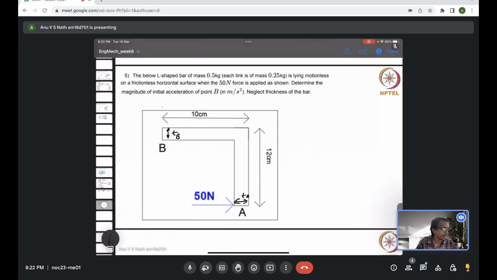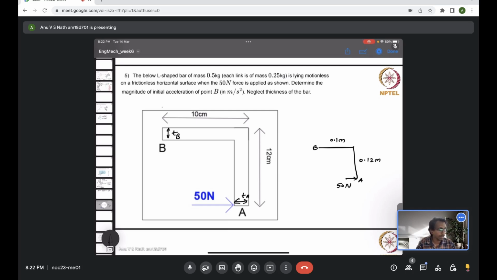You can think of it as just two bars. Okay, one bar here, another bar here. This is 10 centimeter, or you can think 0.1 meter, and this is 0.12 meter. This corner is A and this corner is B, and you have 50 Newton acting here. That's all. That's the free body diagram.